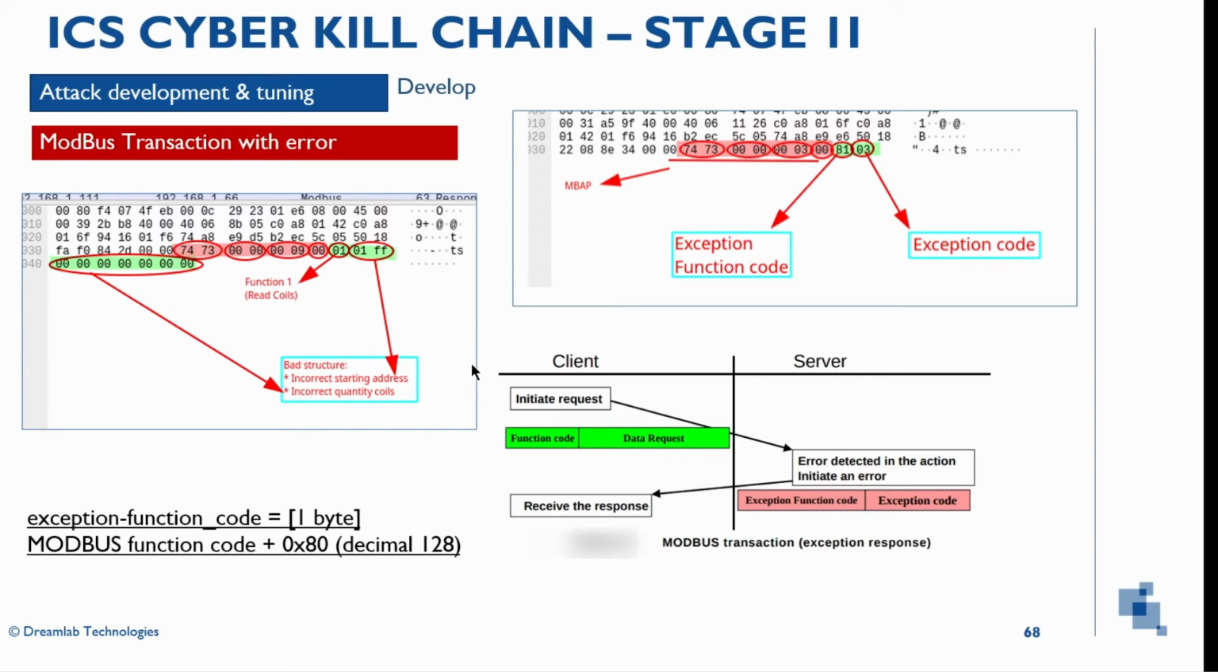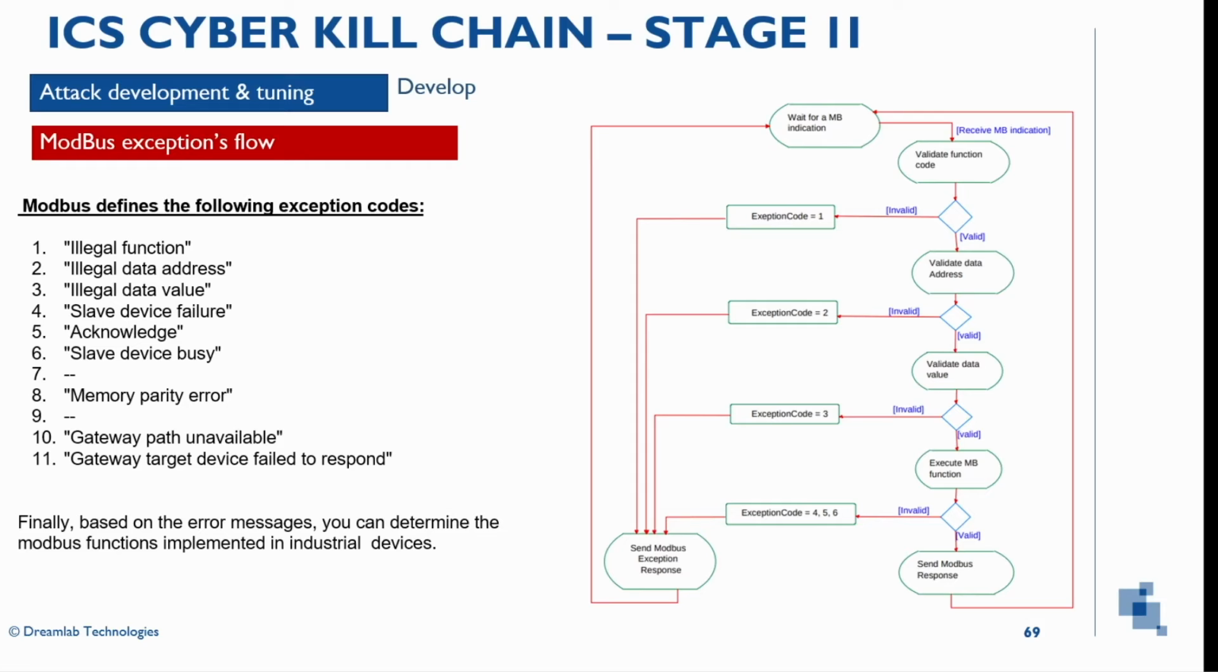The first, the exception function code, is equal to the sum of the number of the function used plus 80 in hexadecimal notation. Since the function code is 1, the exception function code value is 81. And the second exception, the exception code, is represented by a numerical value that will depend on the following flow. If a request can pass the first condition, the function is valid. In other words, if the exception code is different from 1, the function is valid.